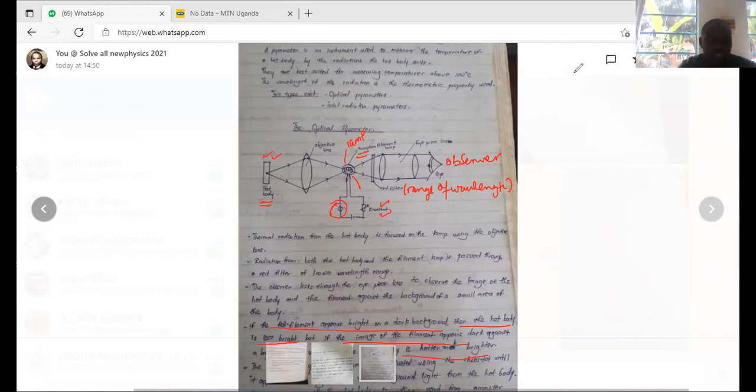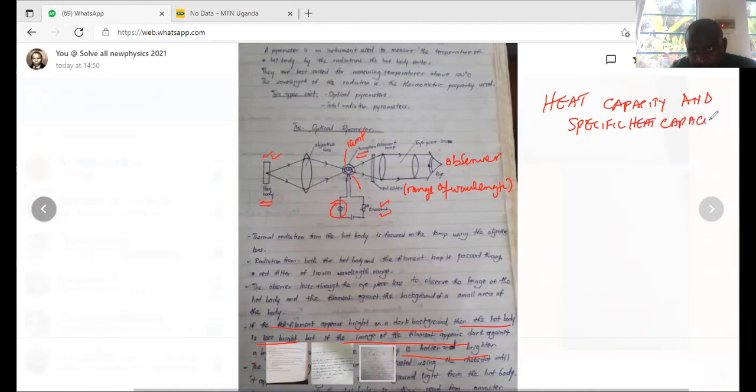So next time, we are going to introduce a new item, which I can't start now. The new item we are going to start off with shall be heat capacities. Yeah, heat capacity and specific heat capacity. So you read about heat capacity and specific heat capacity. So we have finalized with thermometers as we had introduced them, unless someone has a question.